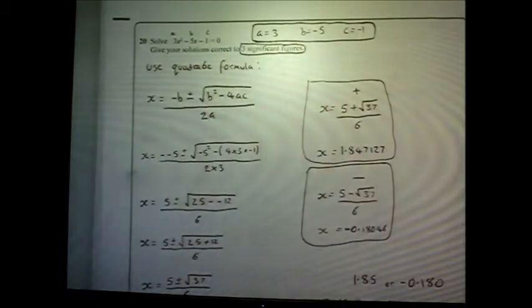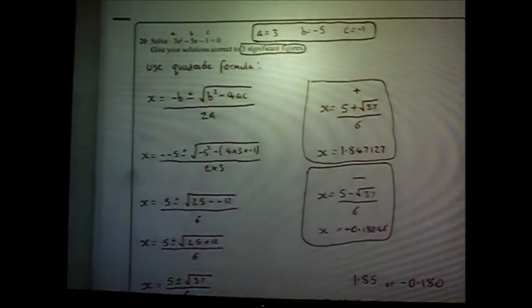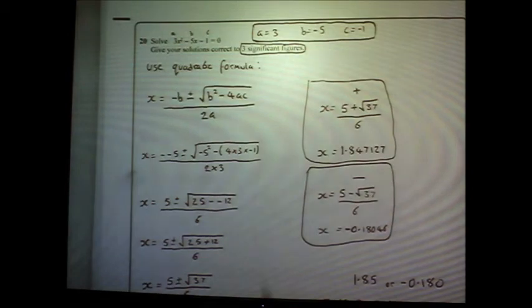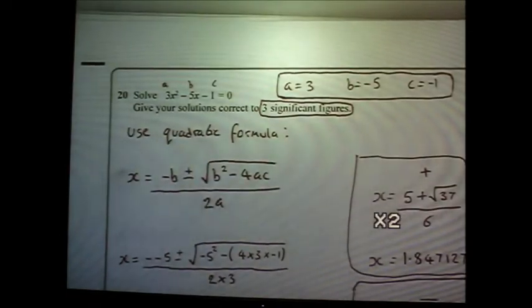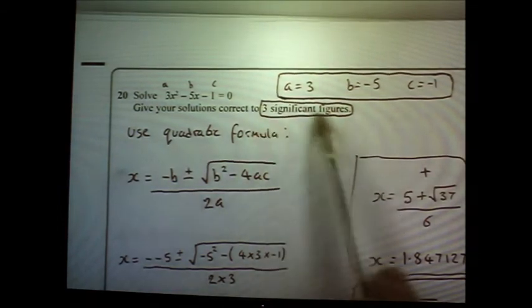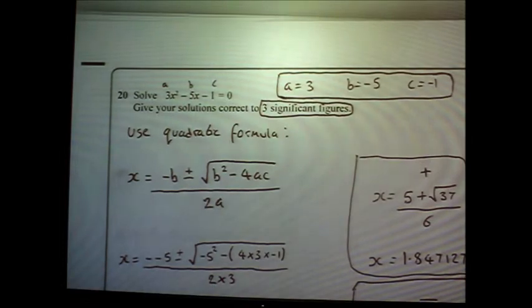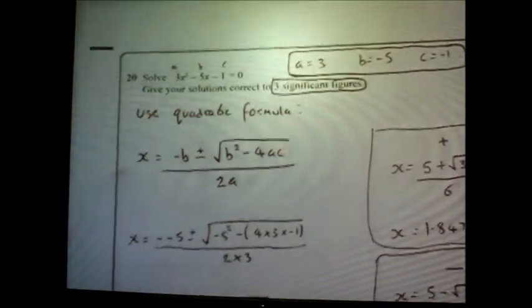Okay, this one isn't too bad, as long as you've studied it at school or at college. Solve 3x squared, take 5x, take 1, equal 0. And it says, give your solutions correct to 3 significant figures. The reason I've highlighted that bit is because that's your flag, that's your cue to use something called the quadratic formula, or the quadratic equation. And that can be found at the front of your exam paper.